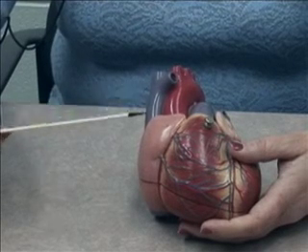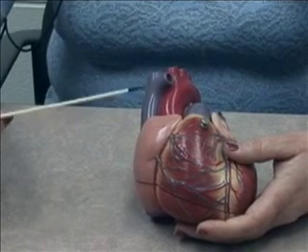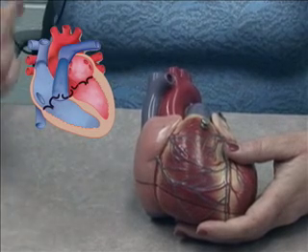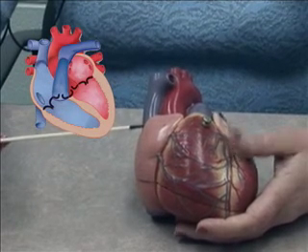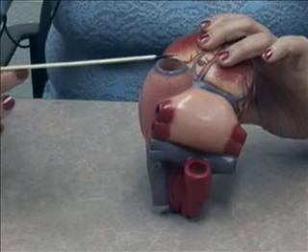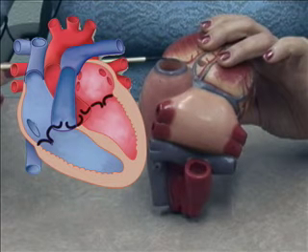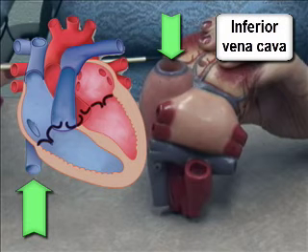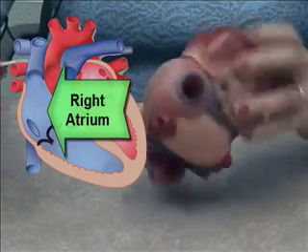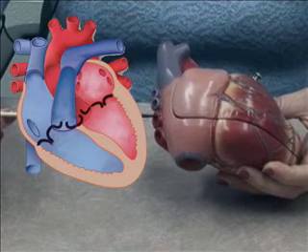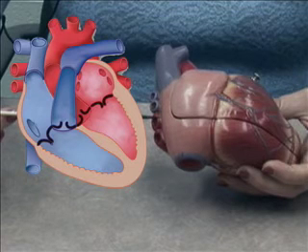The vessel furthest over on the heart's right is the superior vena cava. That's bringing blood back from the head into the right side of the heart. Inferior, in the back of the heart, is where the inferior vena cava enters the right side of the heart. Both of those vessels go directly into this right atrium, which is the top chamber on the right side of the heart.